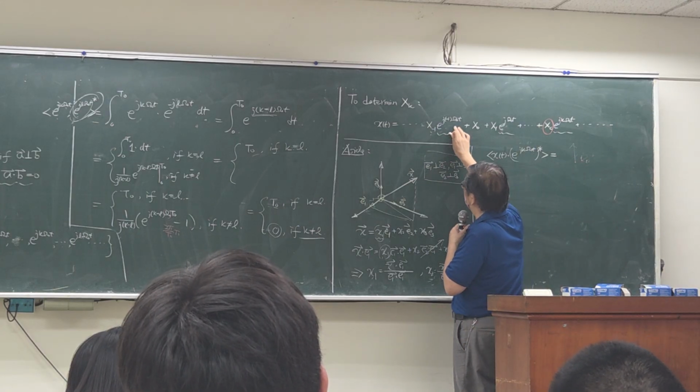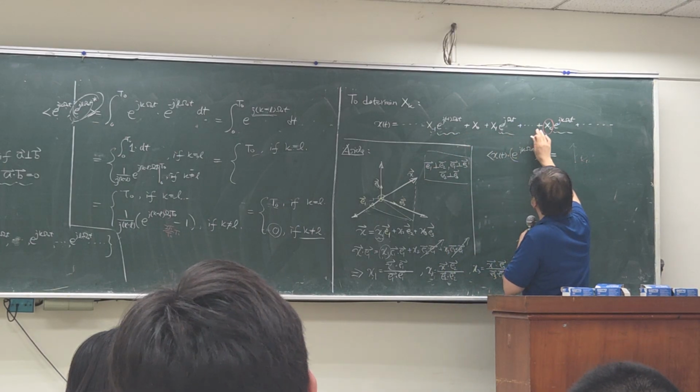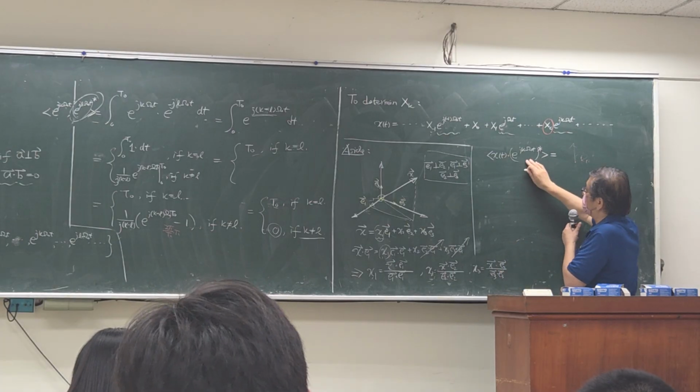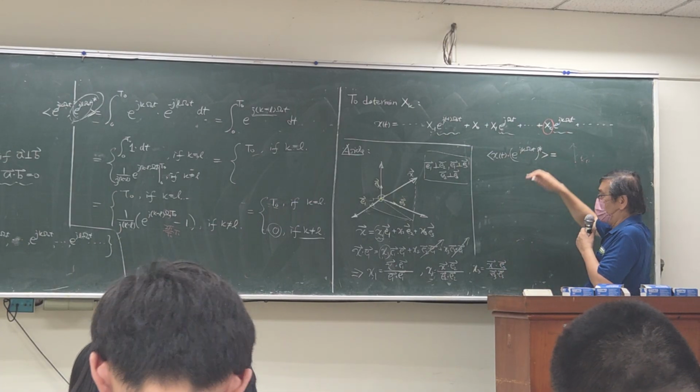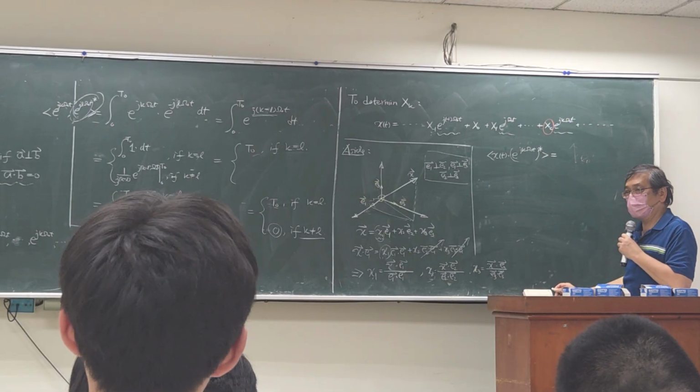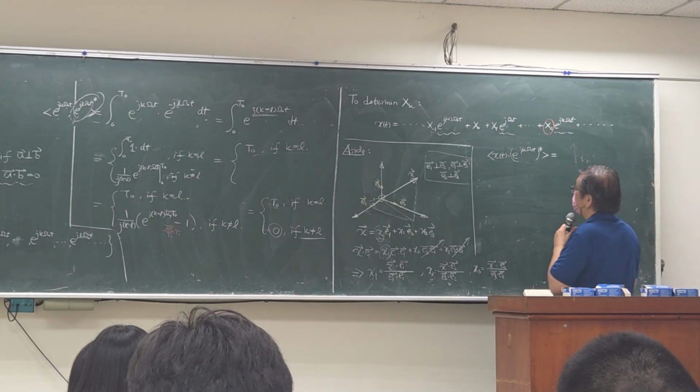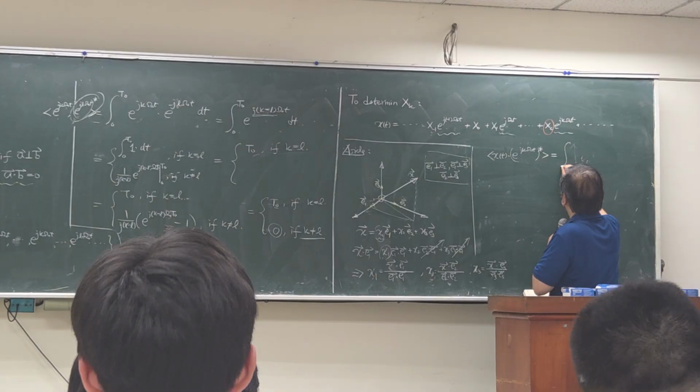So that means I'm going to multiply every term by the complex conjugate of e to the jk omega sub 0 times t, and then integrate the product. So that will give us only one term left.